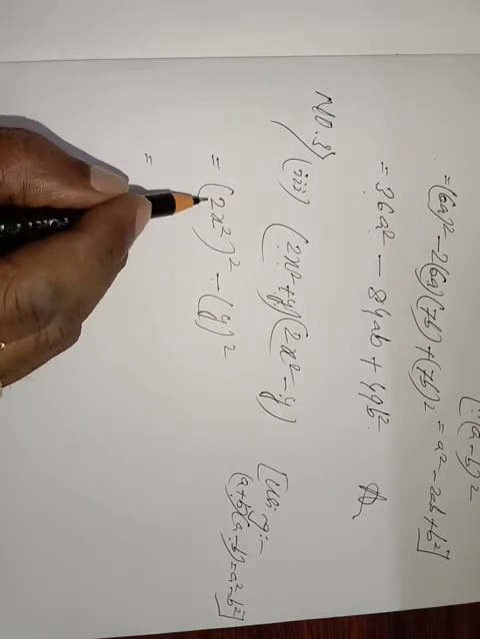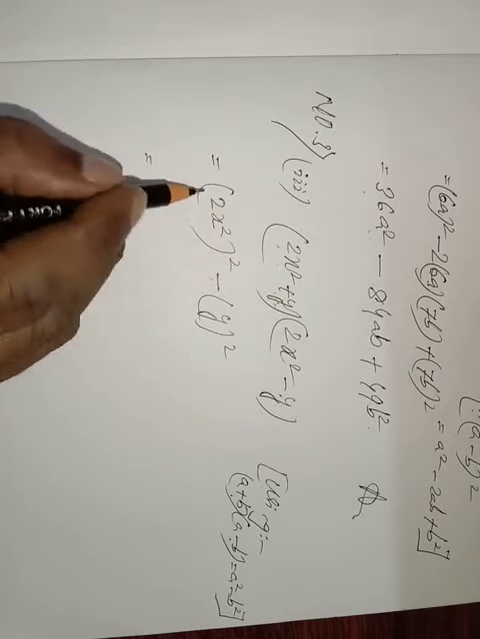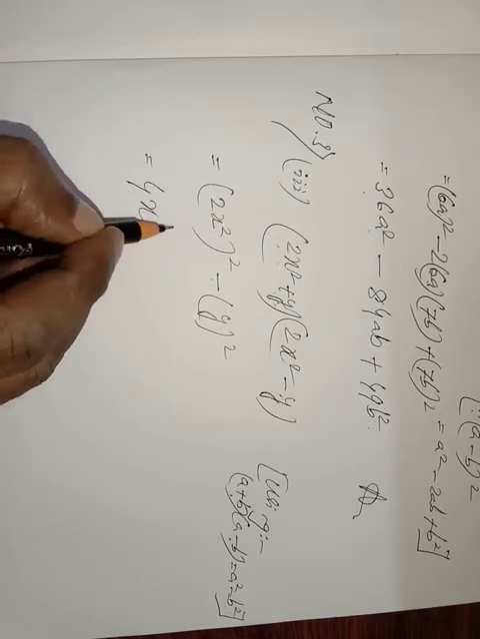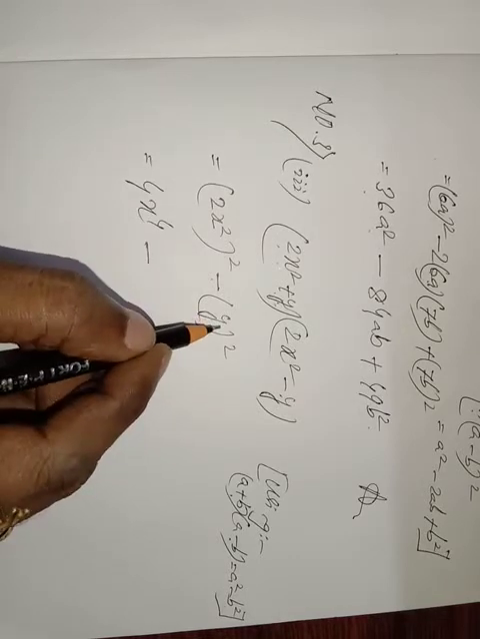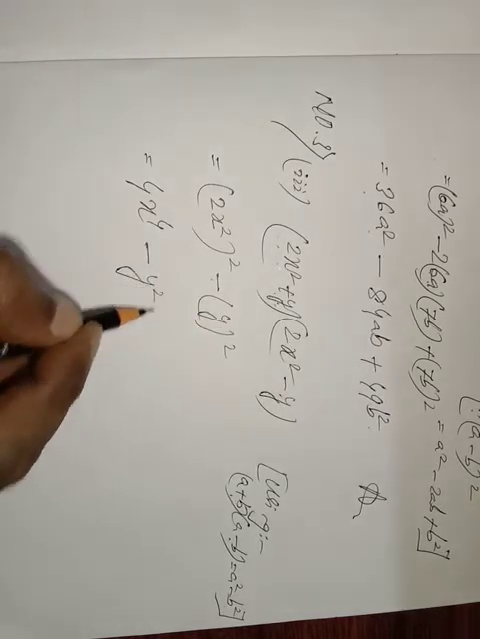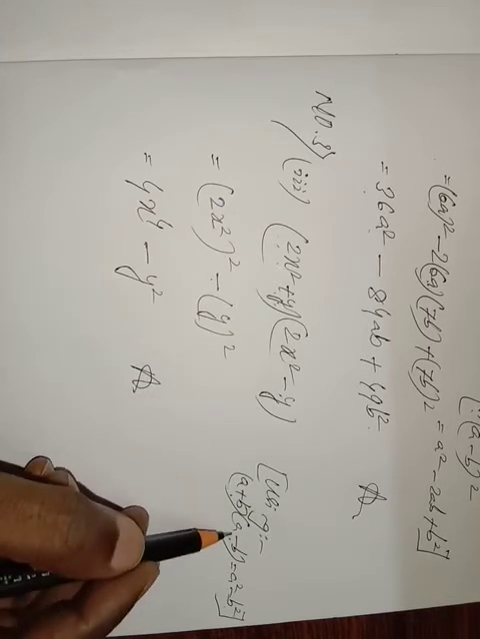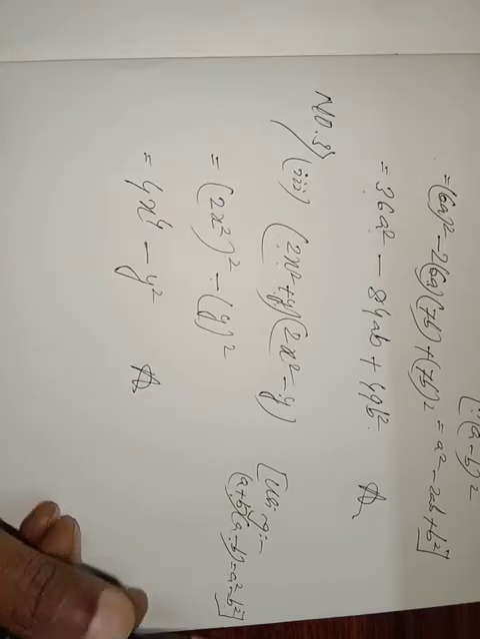What is the result? 2x square whole square: 2 whole square is 4, x square whole square means this will be x to the power 4, minus y whole square. I hope it is clear, using the formula a plus b into a minus b, that is a square minus b square.